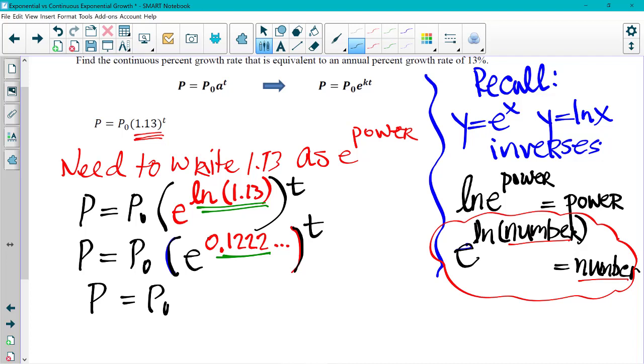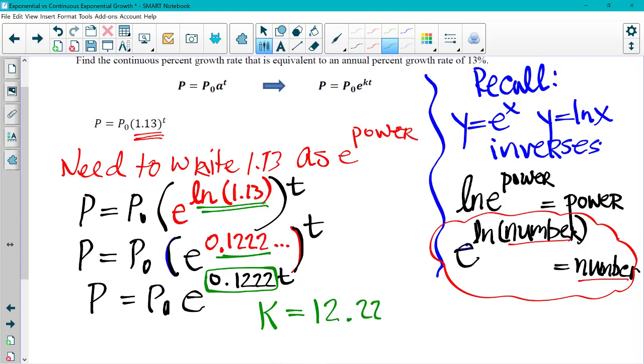So we could say that this is e to the 0.1222t power, which tells me, what is this as a percent? It tells me that my continuous percent growth rate is 12.22%. So this one's a little trickier. Give some of those practice problems in your homework a try and see how it goes.